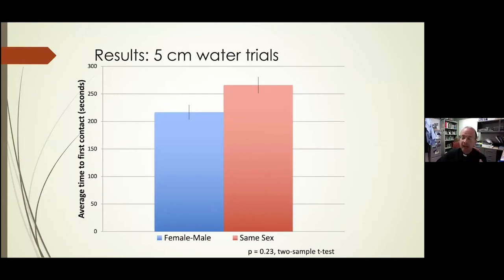If you look at the time to first contact, we can see that female-male pairings took less time. So it's consistent with the hypothesis. It took less time than same-sex pairings. But looking at the statistics of that, it wasn't significant, 0.23.